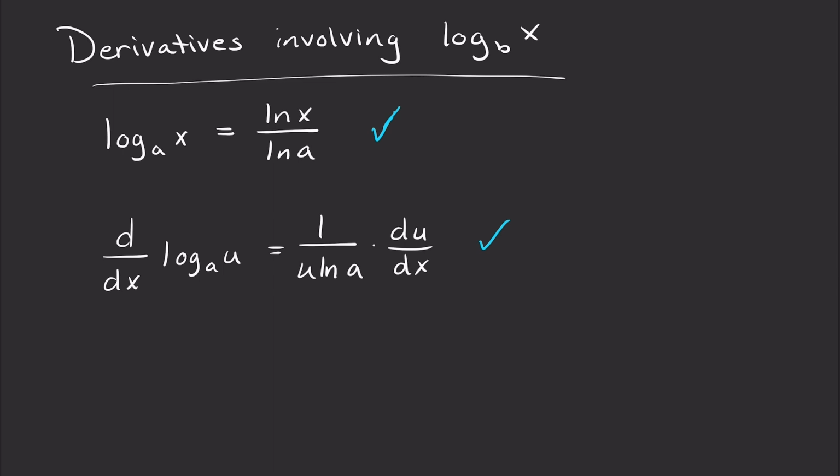The first is an identity that's pretty easy to derive. You can find that online or in a textbook. And the second is a derivative formula that you typically derive in a textbook or in a Calculus 1 class.